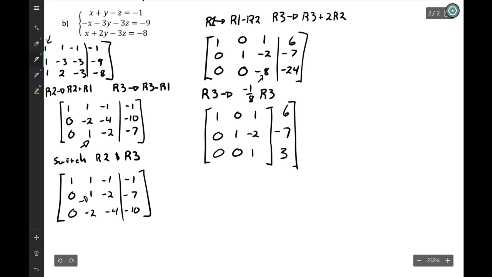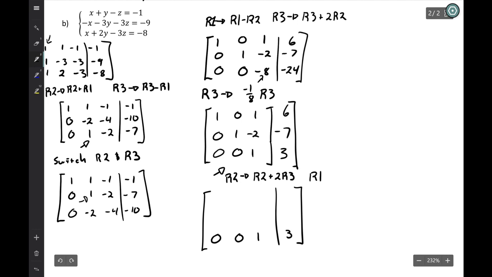Okay, almost there. Last step. I notice that everything is good, but the one that's best is R3. So let's leave that the same this time. So I got 0, 0, 1, 3. Then what I'm going to do is I'm going to let R2 become R2 plus 2R3. I'm going to let R1 become R1 minus R3.